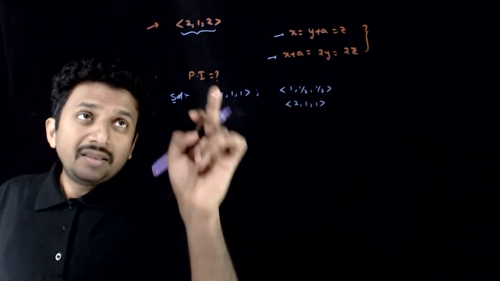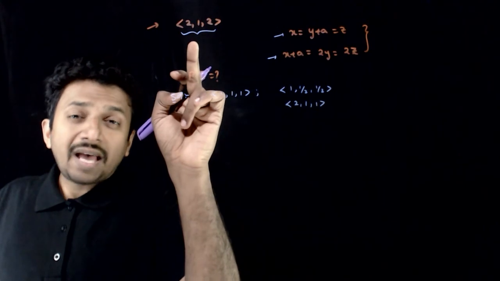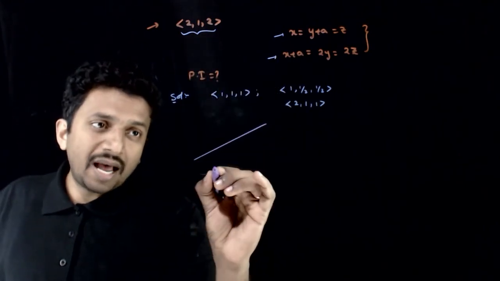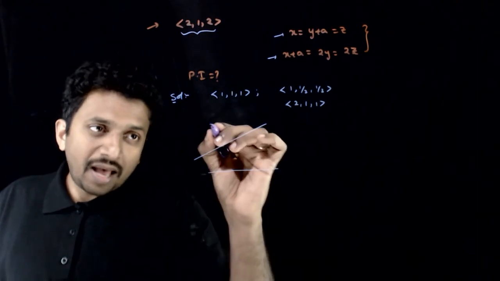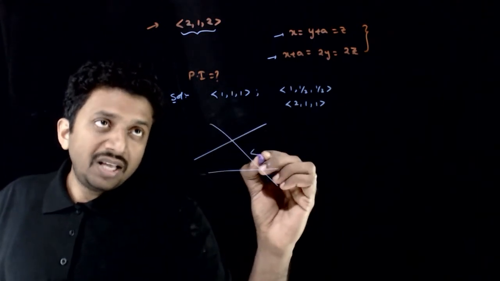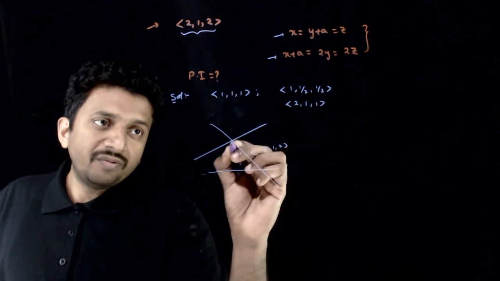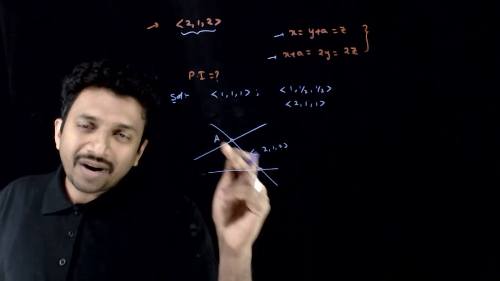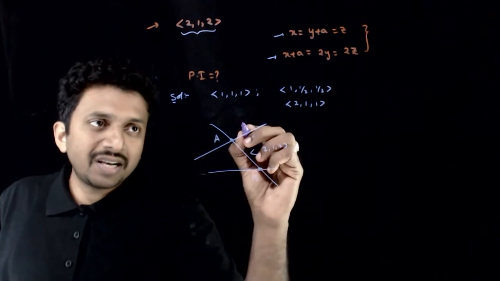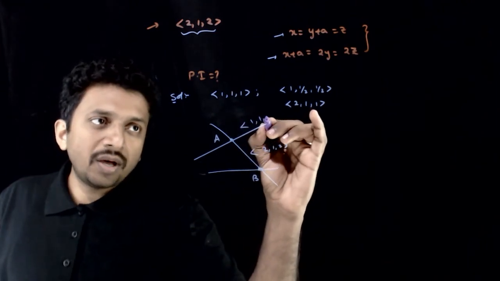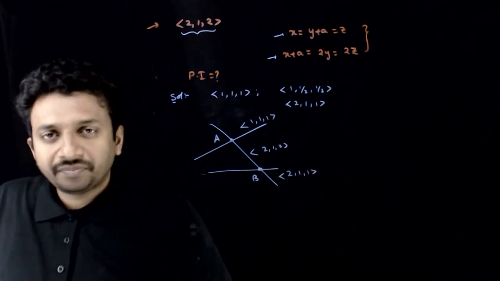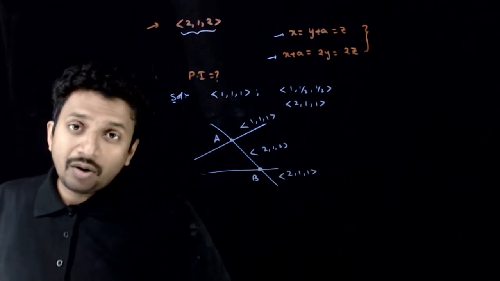And this line which has DRs equal to 2, 1, 2 meets these two lines. So let us say that you have two lines and a line whose DRs are 2, 1, 2 which meets these two lines at A and B. And you're asked to find this A and B. So the first line has DRs 1, 1, 1 and the second 2, 1, 1. Now how do we do this?